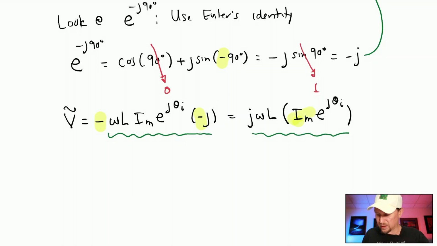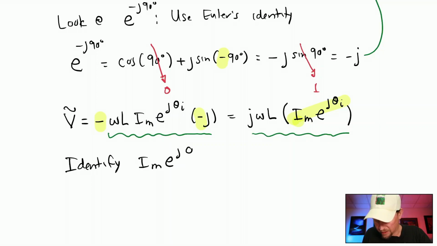Now let's take a critical look at what we have there. Remember that theta I is the angle, the phase angle, or the phase constant for the current. And if I happen to have the magnitude of the current times e to the j times the phase angle of the current, well, that is by definition the phasor of the current. So here we identify I sub m times e to the j theta I. This, by definition, is the phasor of the current.